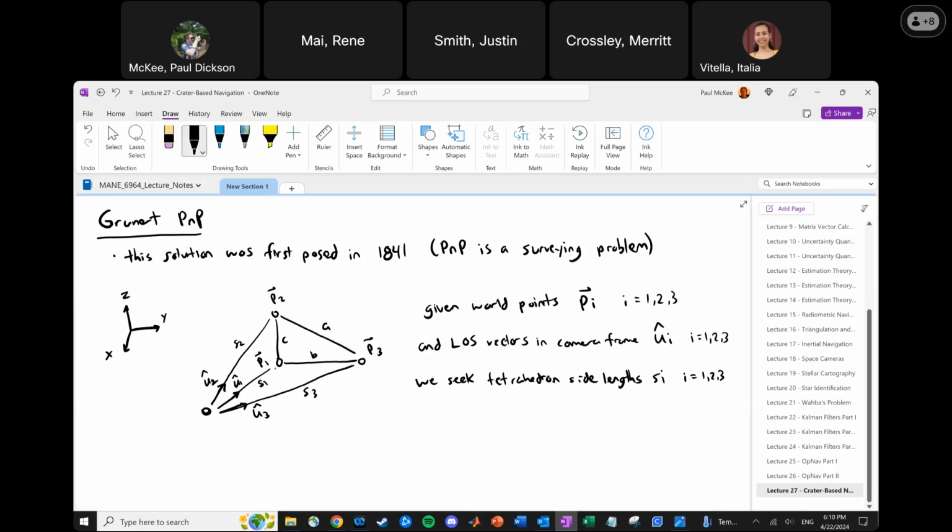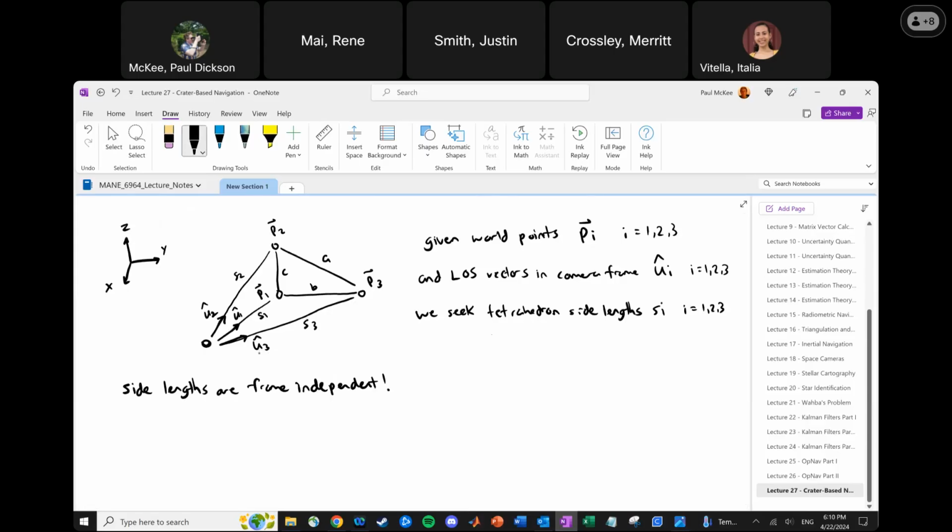Now we should say here, side lengths are frame independent. That's nice to know. So what we can do right out of the gate is A is just the norm of P2 minus P3. You just think about that. The P2 minus P3 is now the vector from P2 to P3.